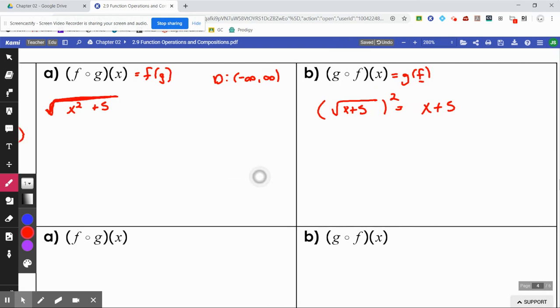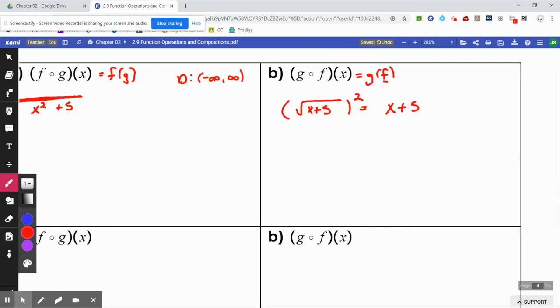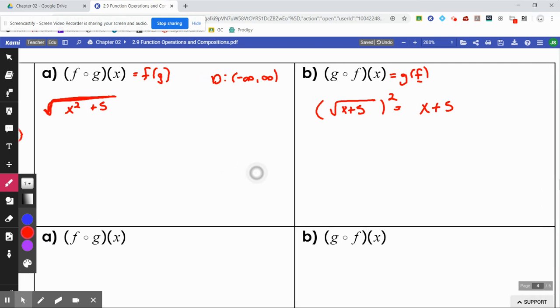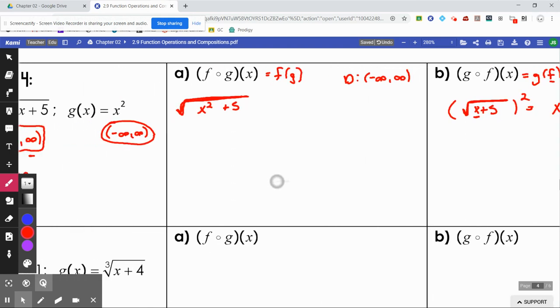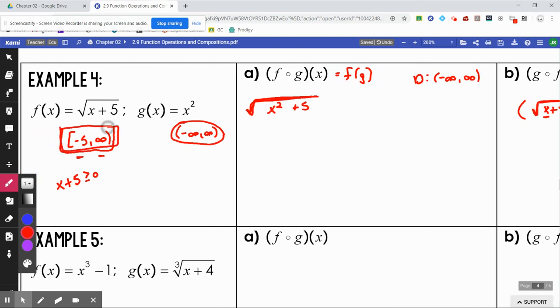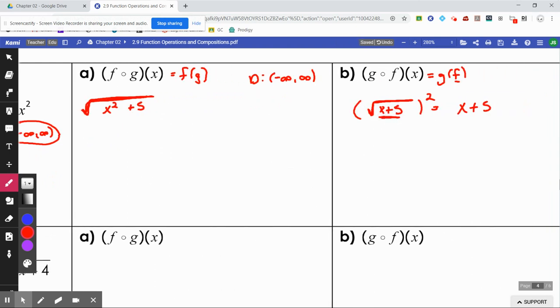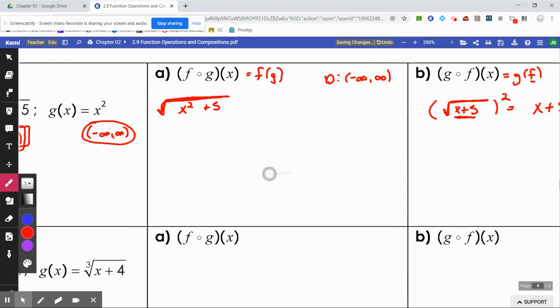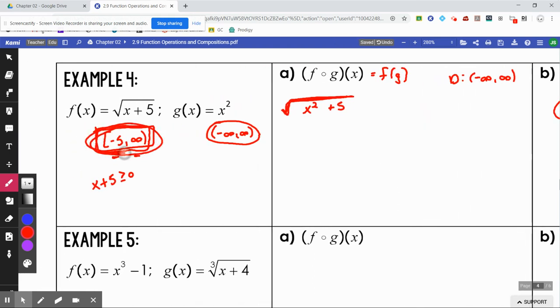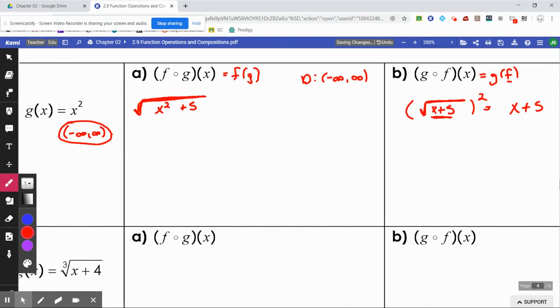But now let's talk about domain. What can x be here? Because we've got to be careful not to put anything in here that's going to make this a negative value, because you can't take the square root of a negative value. And then that simply goes back to my other domain. The things that would force this right here to be negative would be those initial domains, the things that I'm plugging in, excuse me, to f.